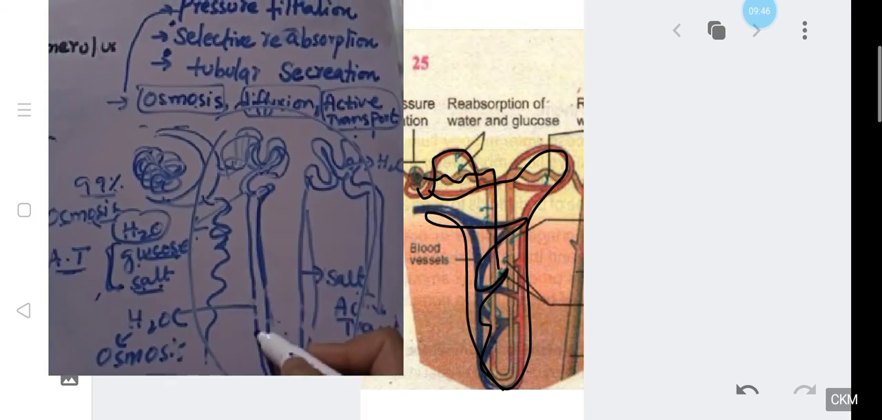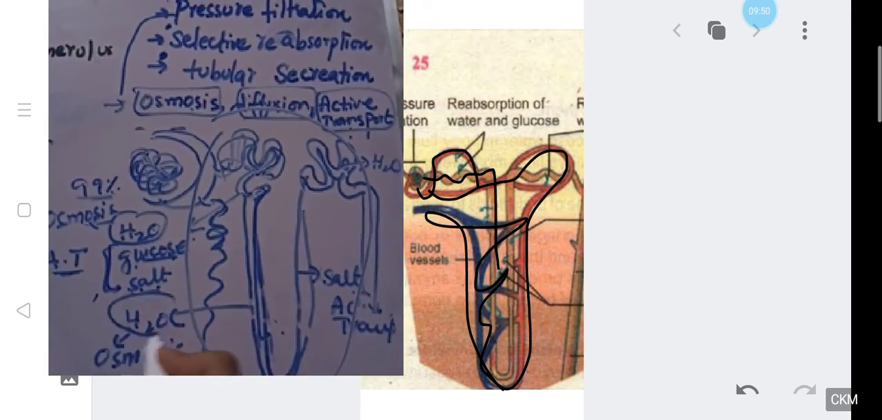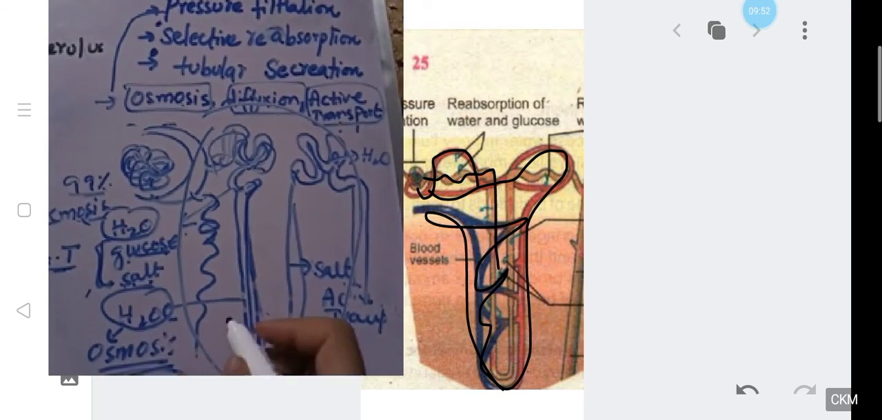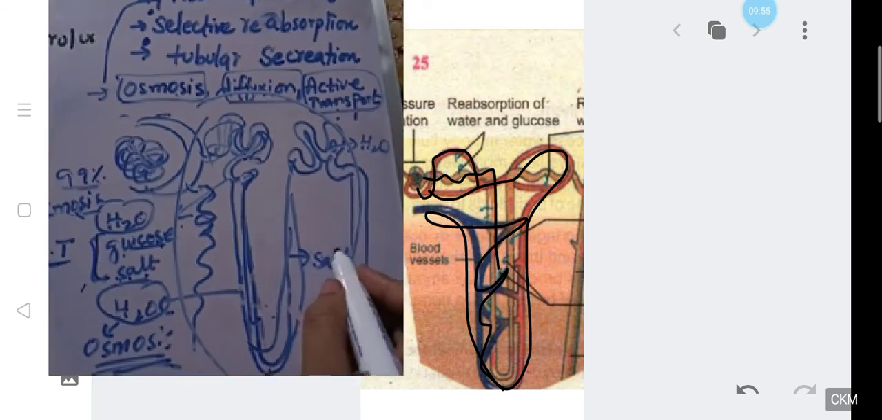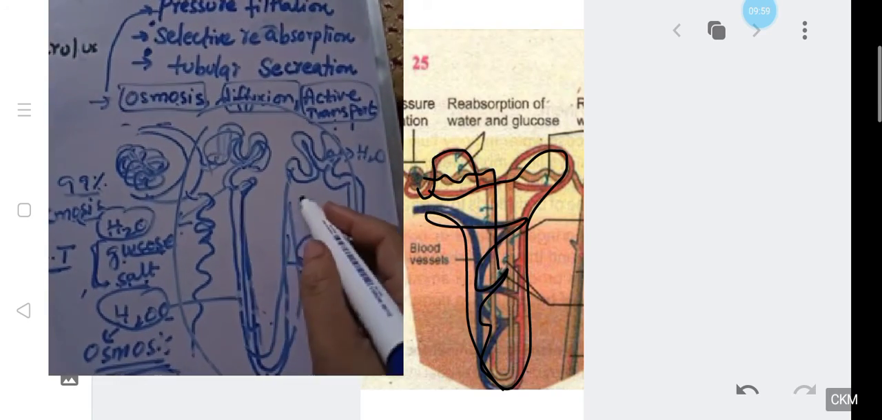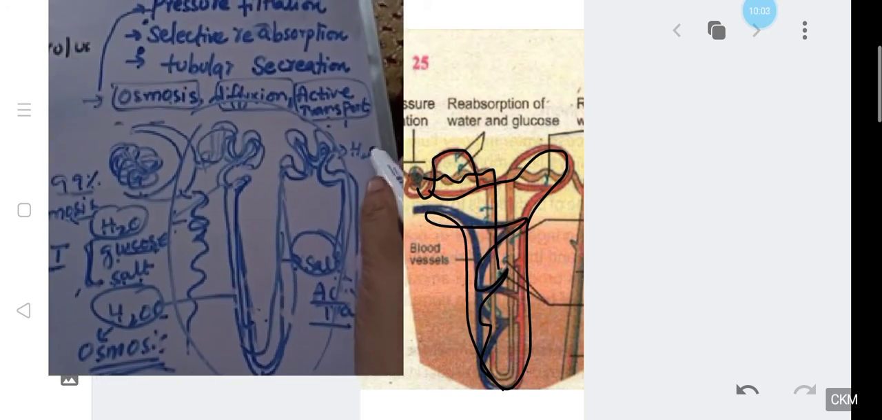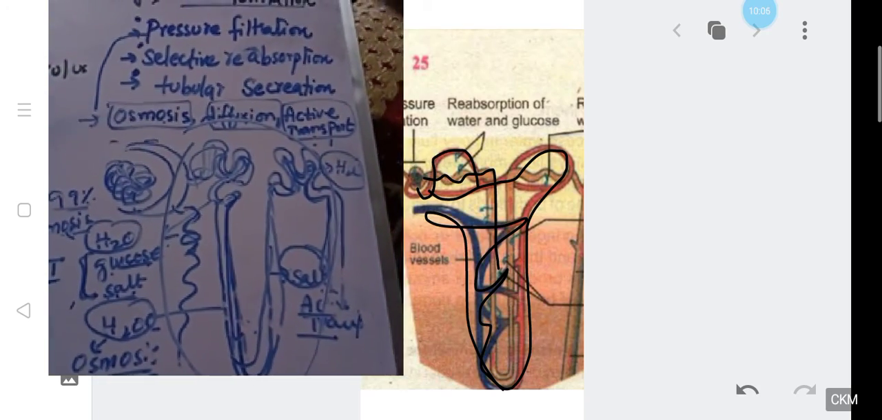Next to that, there will be the loop of Henle. In the descending loop of Henle, the water is going to reabsorb by the help of osmosis. In the ascending loop of Henle, the salt is going to reabsorb by the help of active transport. Next to that, there is a distal convoluted tubule which is going to reabsorb back the water by the help of osmosis.